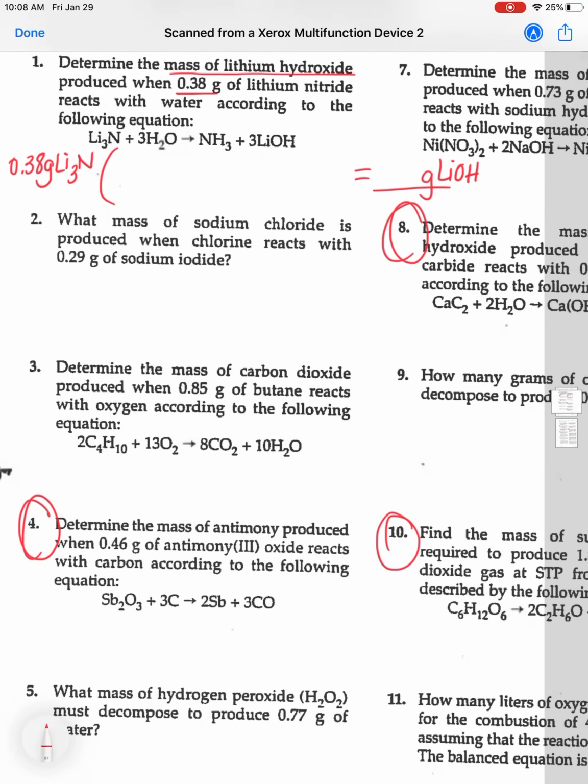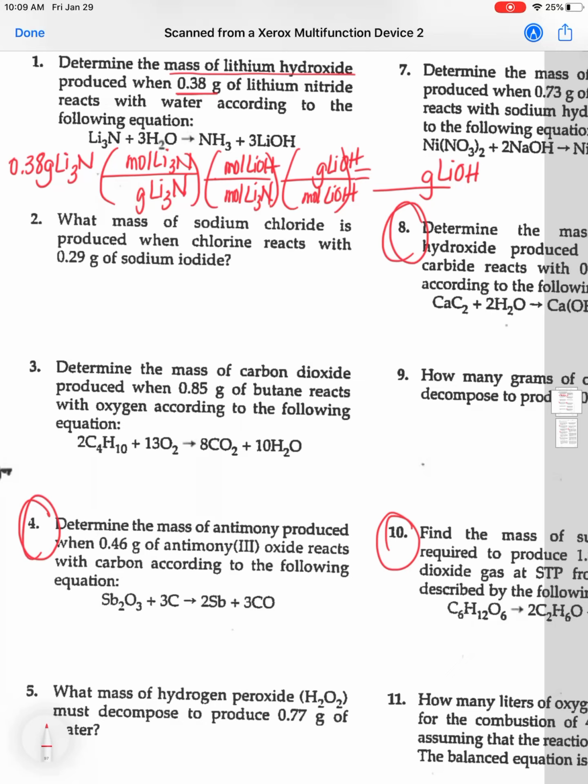So let's draw in our 3 factors. In the first factor, I'm going to get rid of grams of Li3N because I don't want that. The mole map says I have to change that to moles, and I have to stay with the same compound because I'm on the same side of the mole map. Now, I don't want moles of Li3N. I want moles of LiOH, so I'm going to put moles of LiOH on top. Then on my last factor, I don't want moles of LiOH. I would like grams of LiOH. Sorry, it's a little crowded there. I should have zoomed in more.